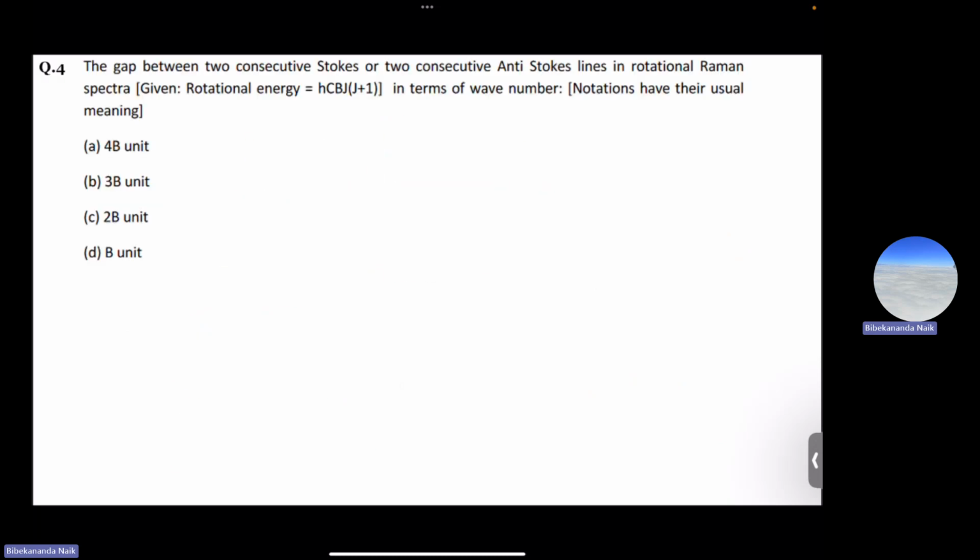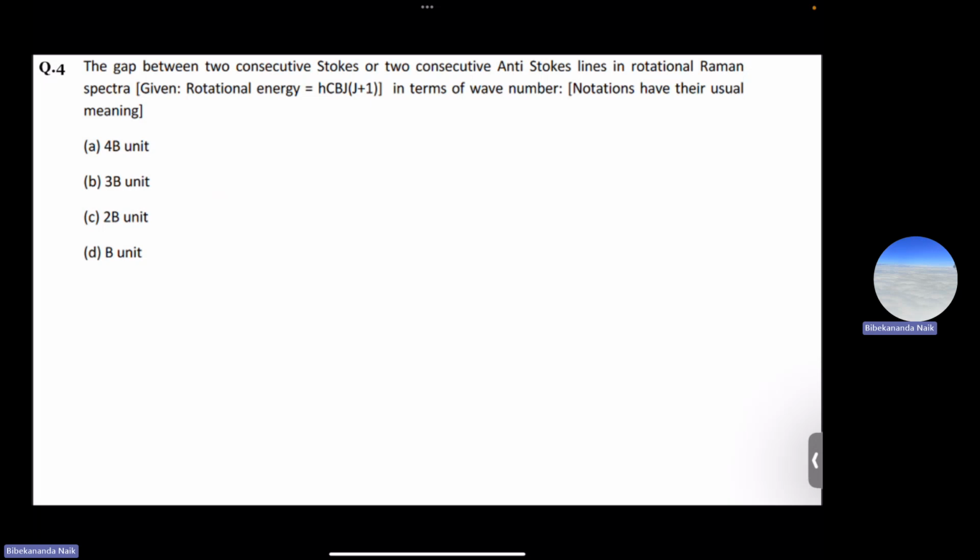Question number 4 says: the gap between two consecutive Stokes or two consecutive anti-Stokes lines in rotational Raman spectra, in terms of wave number. It is given that the rotational energy is given by hcB J(J+1), and the symbols have their usual meaning.